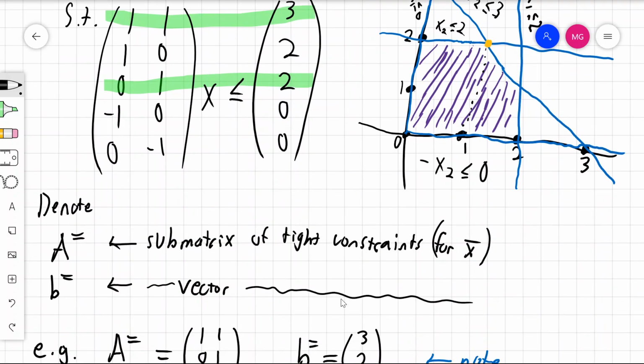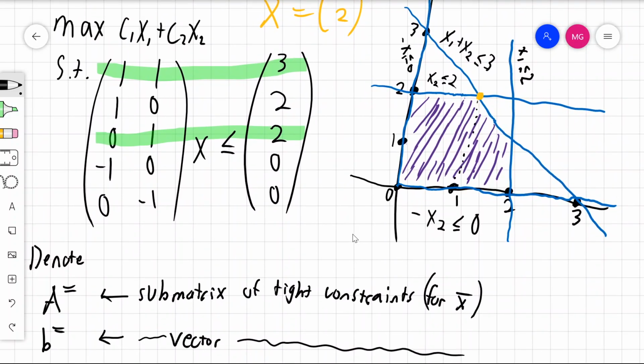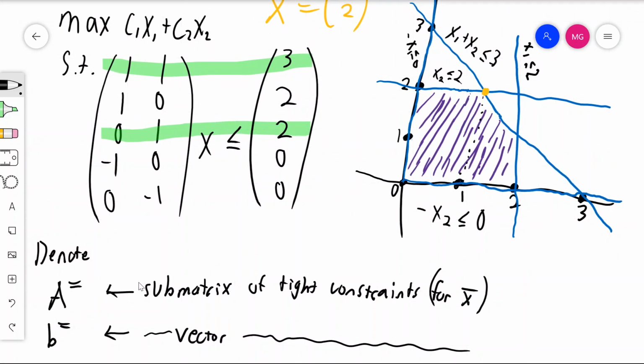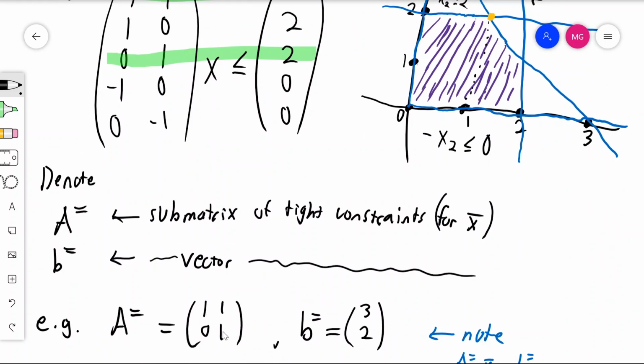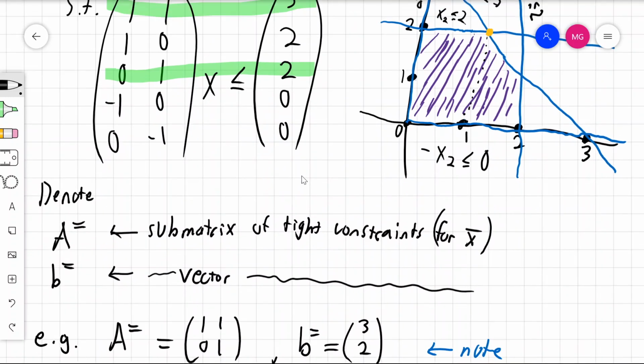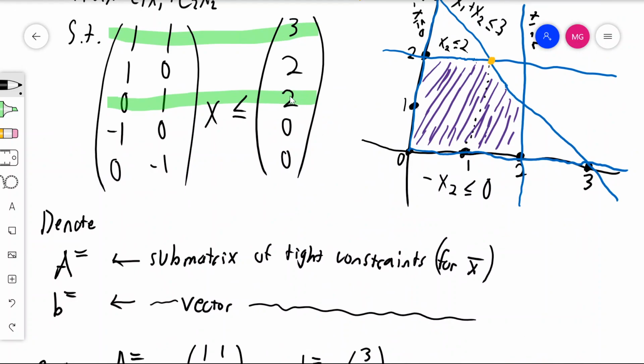And this notation came from the prior video. A equality is the submatrix of tight constraints for x bar. So you give me the point x bar, and I look at which constraints are tight, and for the matrix part of it, I just smush those rows together, and for the vector part of it, I just smush those two components together. So here, A equality will be the two highlighted rows, 1, 1 and 0, 1, and that's what we get here. A equality is [1, 1; 0, 1], and b equality is (3, 2). That's the 3 that's highlighted and the 2 that's highlighted.